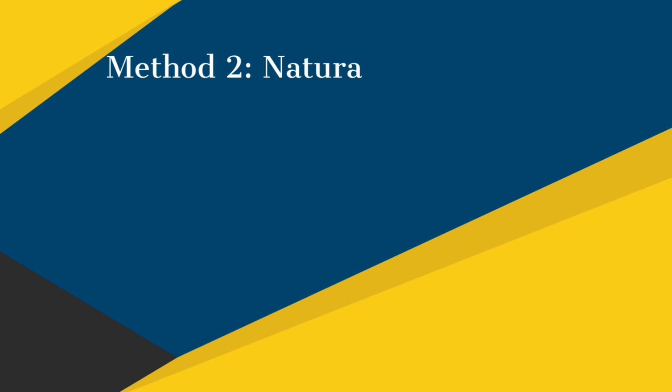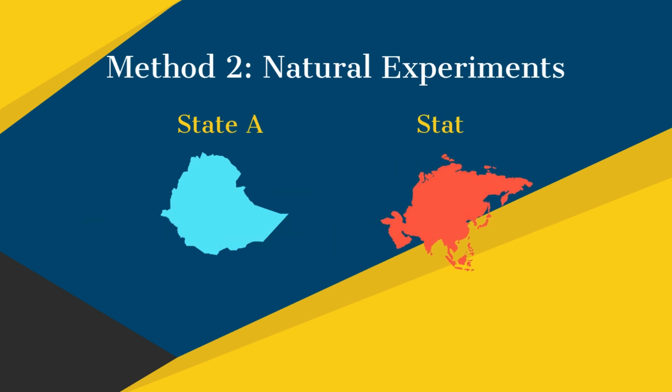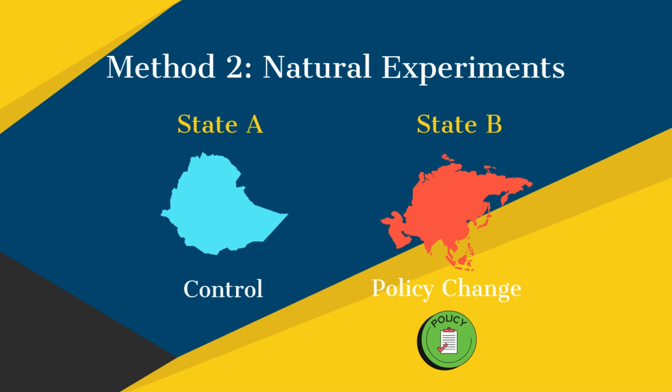Method 2, natural experiments. Sometimes life itself creates an experiment for us. This is called a natural experiment. For example, a sudden change in tax laws in one state but not its neighboring state allows researchers to analyze before and after data by comparing the state that changed, the treatment, to the state that didn't, the control. We can isolate the causal effect of the new law, capitalizing on a real world event.